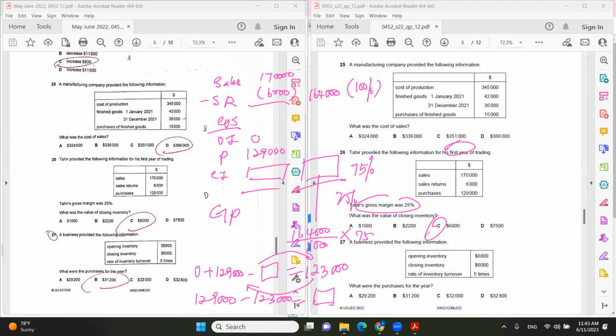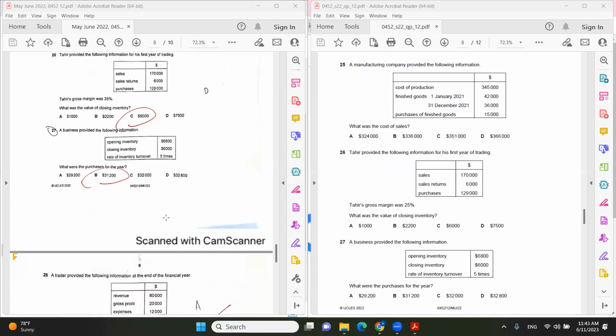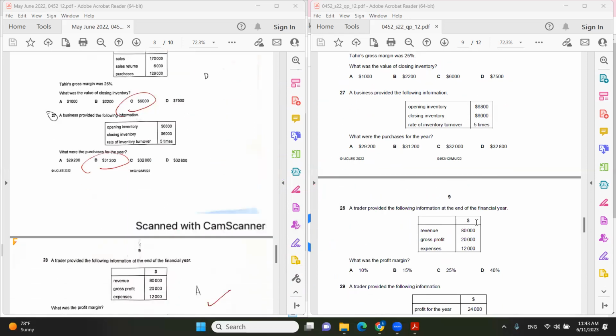Okay, the next, finish up this paper first. Question 27. A business provides the following information: opening inventory, closing inventory, rate of inventory turnover. What is the purchases? We calculate the cost of sales first. The formula for rate of inventory turnover is cost of sales over average inventory, which is 6 times. The cost of sales we don't know, but average inventory is 6,800 plus 6,000 divided by 2.